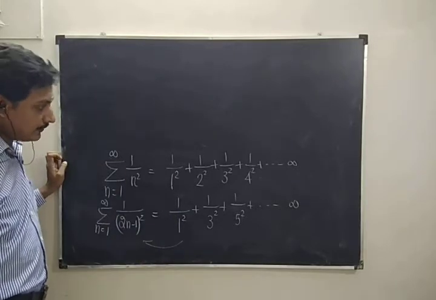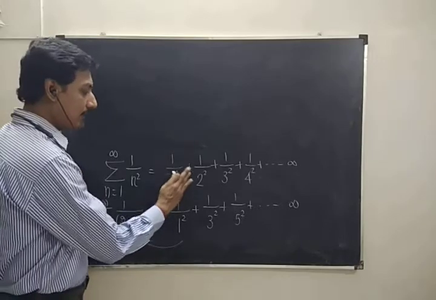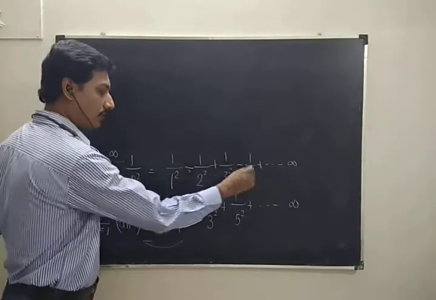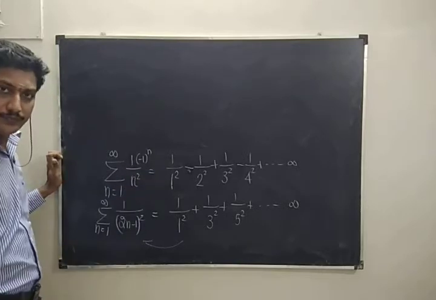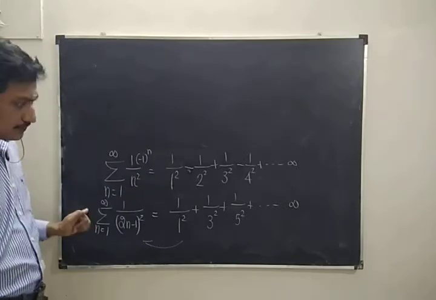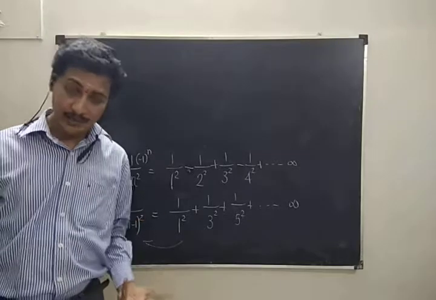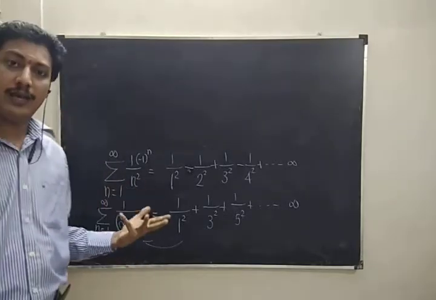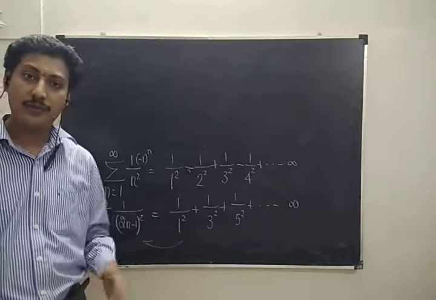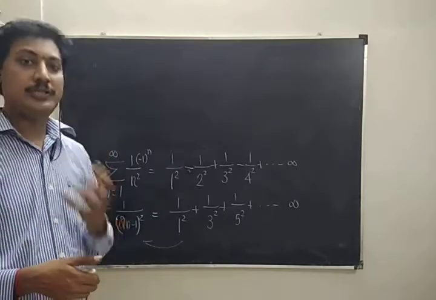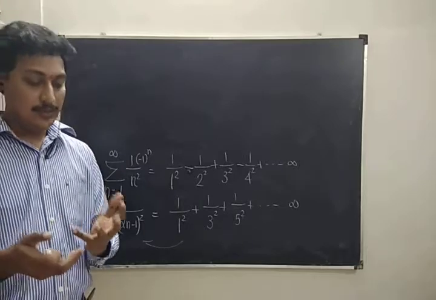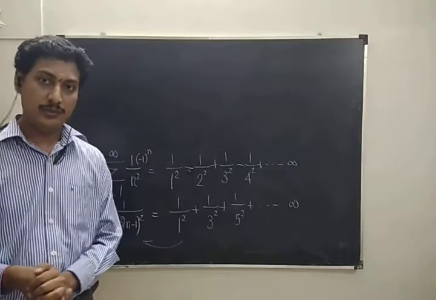Suppose when we have plus and minus signs, we can add in the numerator minus 1 whole power n. That's it. So can we get the sums of these types of series? Yes, we can get the sum of these interesting infinite series with the help of Fourier series expansion ideas. That is a main application of Fourier series expansions.